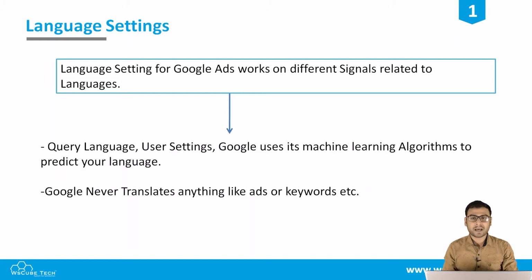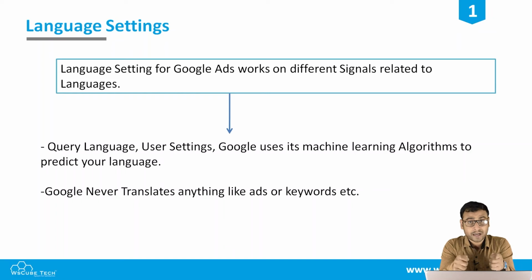So if you think that I am typing something in English, and someone has written content in Arabic, Google will translate it into Arabic just because I am searching in Saudi Arabia and then show me the Arabic language results, that is not going to happen. Google never translates any keywords. Google never translates anything.